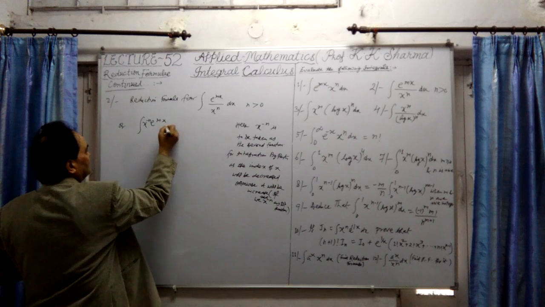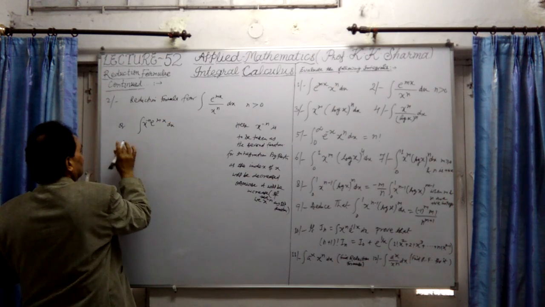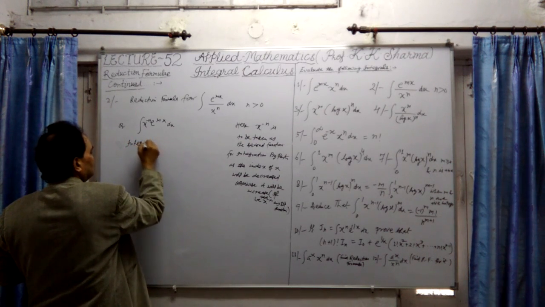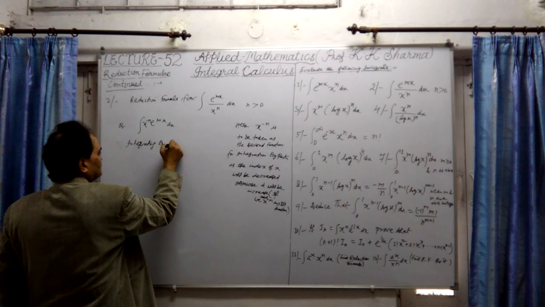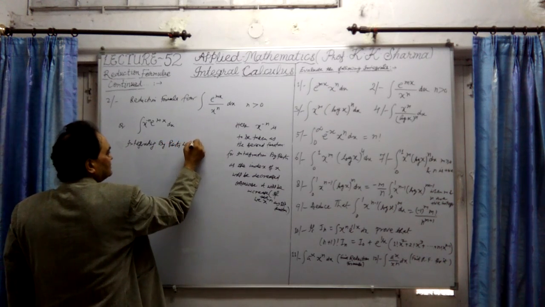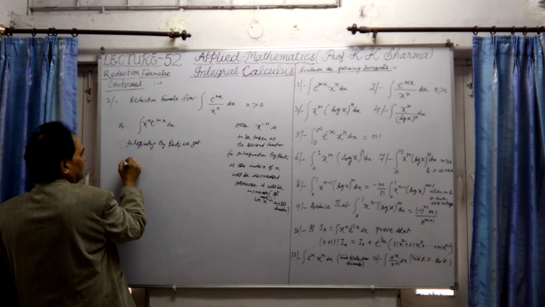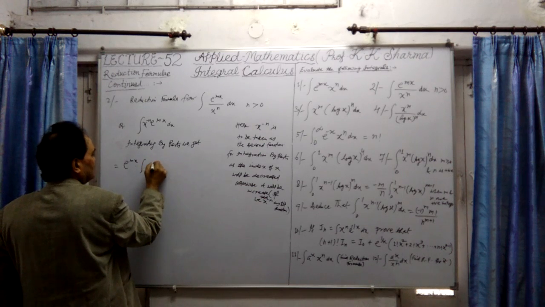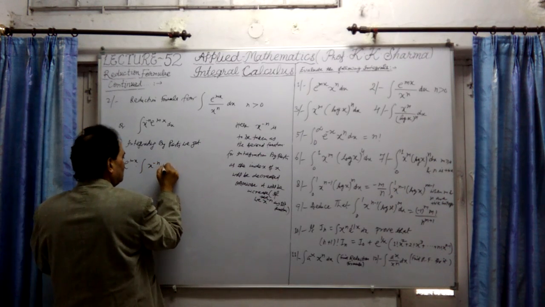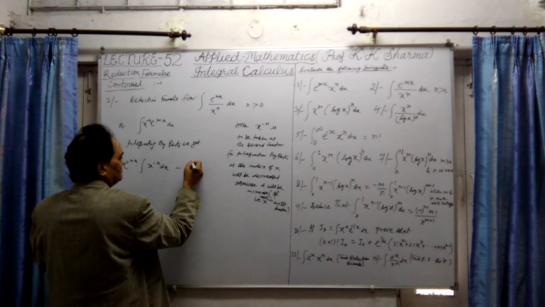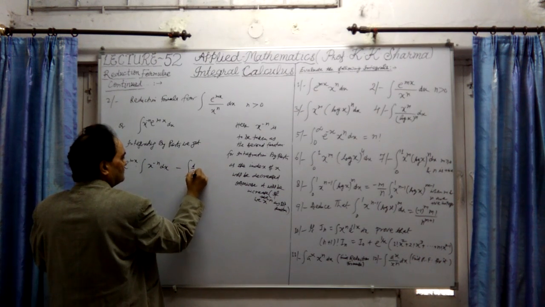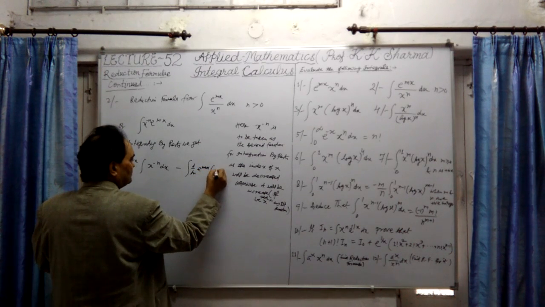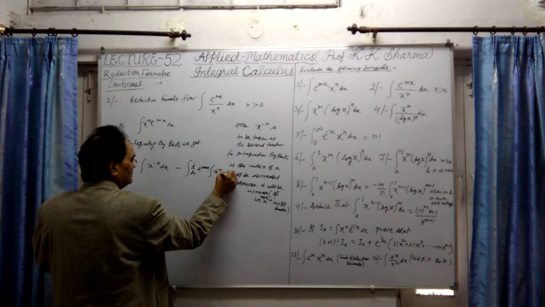So, integrating it by parts, what do we get here? It will be e to the power mx as it is, times the integration of x to the power minus n dx, minus the integral of d/dx of e to the power mx times the integration of x to the power minus n dx, whole dx.